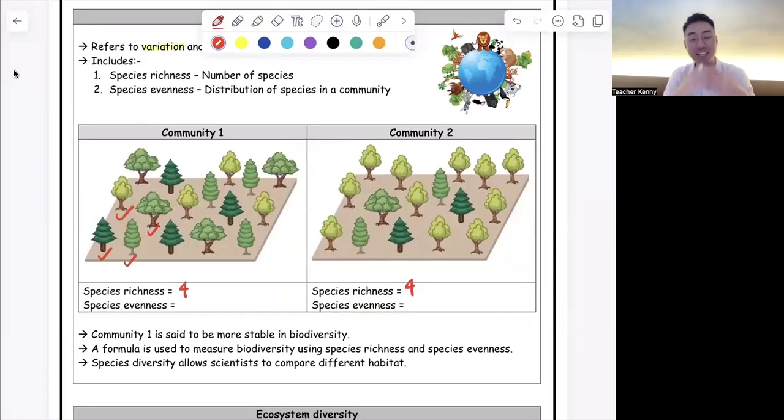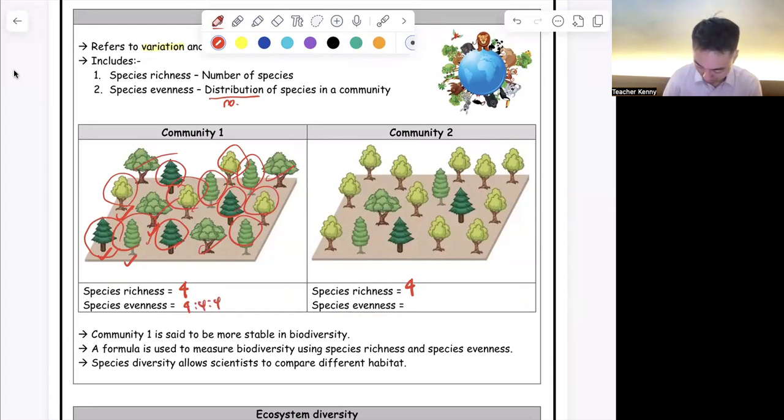But let's look at evenness. Evenness means distribution, basically the number of individuals of each species. So species evenness: how many dark green do we have? We have four. Cone, four. Light green, four. Wider tree, four. So let's say 4 to 4 to 4 to 4, which is 1, 1, 1, 1. The next one we have 1, 2, 3, 4, 5, 6, 7, 8, 9, 10, 11. I have 11. Then this one I have 2.